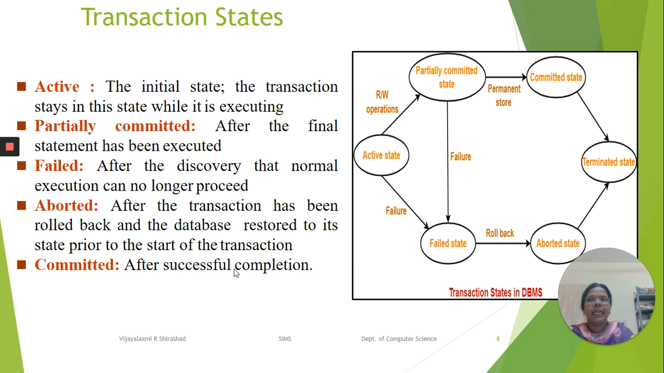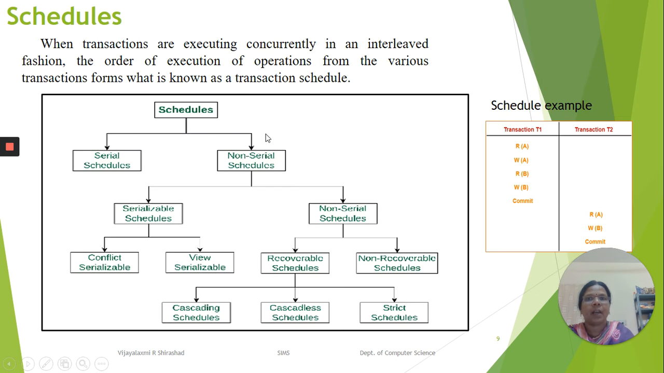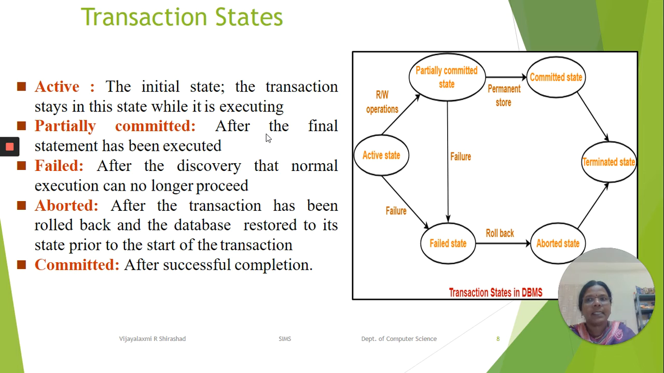Transaction states are defined as: active state, partially committed state. In the partially committed state, the final statement has been executed and it is going to commit. In the failed state, after the discovery that normal execution can no longer proceed. In the aborted state, the transaction has been rolled back and the database is restored to its state at the start of the transaction. The committed state is after successful completion.